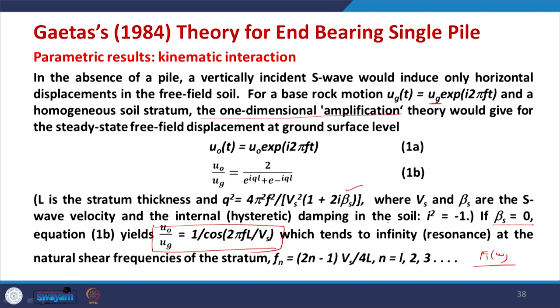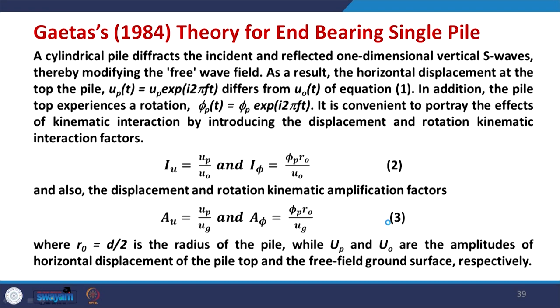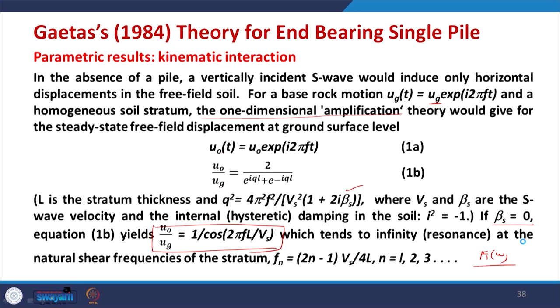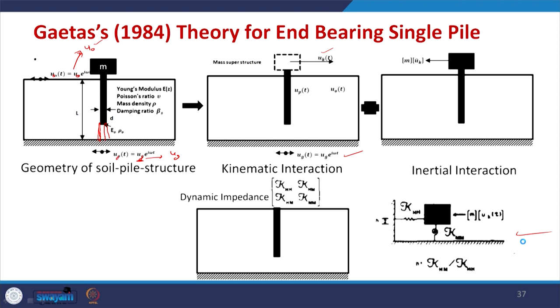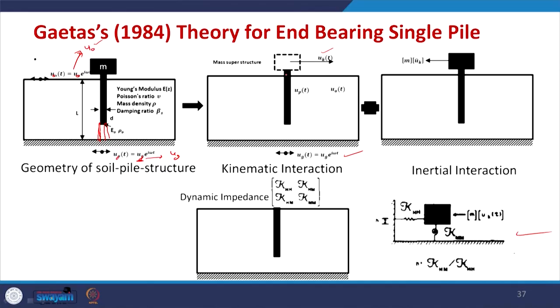Now, what happens if you consider a pile? In the free field response you do not consider any pile. When you consider a pile, this free field response converts to what is called the kinematic response, and it will be different from the free field response. When you insert the pile inside the system, at the same point where you were getting the free field response, that is, at the pile head, you will get translation as well as rotation. Even though your applied force is only translation, you get translation as well as rotation.